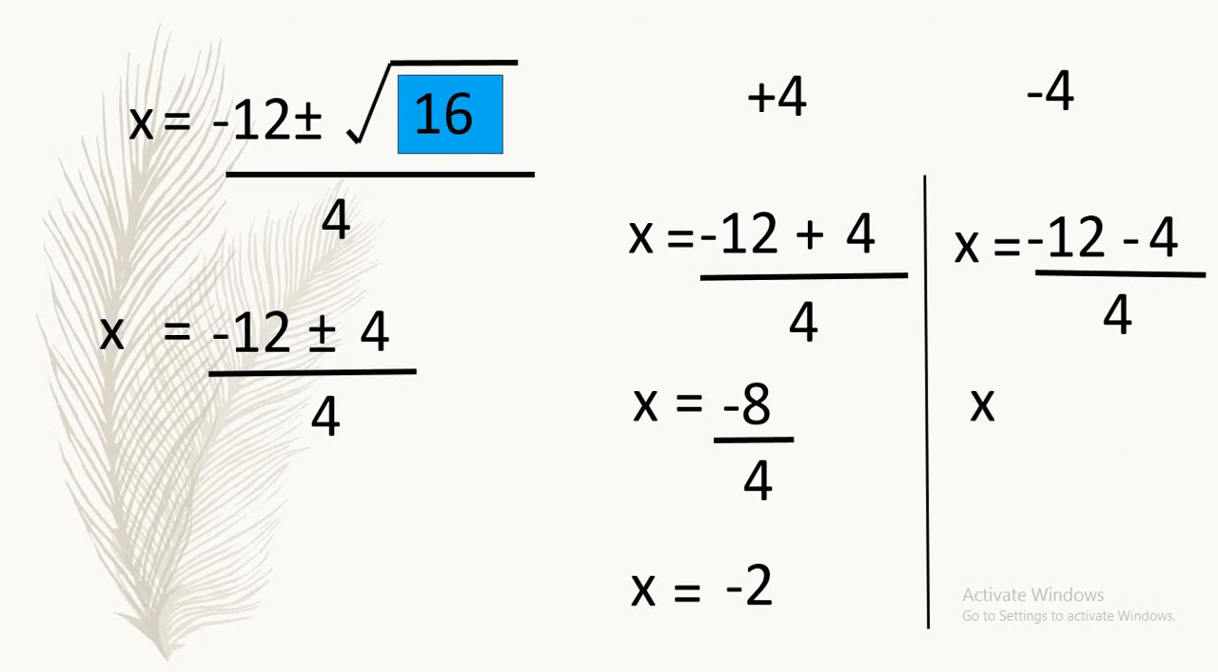On the other hand, in the negative part, we have negative 12 minus 4. Same negative, so we have negative 16 all over 4. So we have negative 4. So our two solutions or roots are x is equal to negative 2 and x is equal to negative 4.